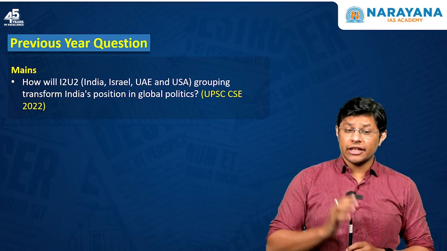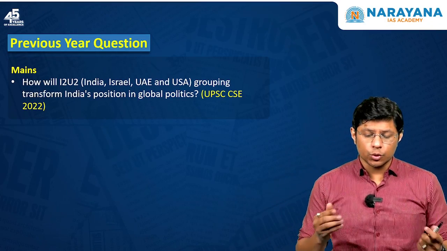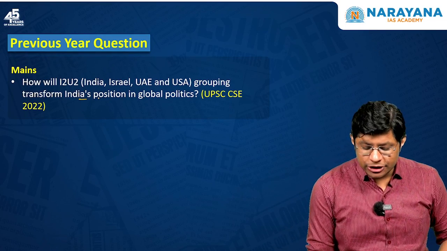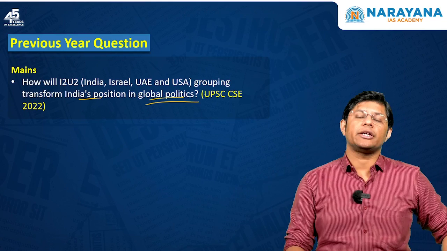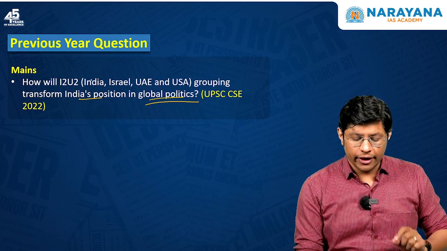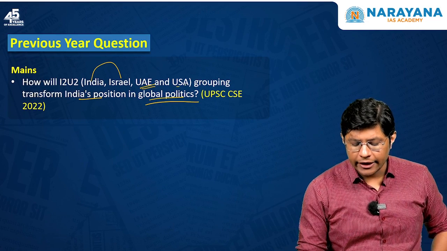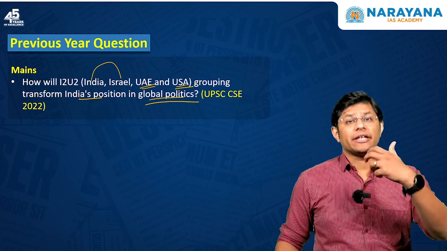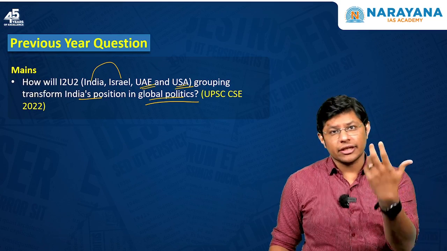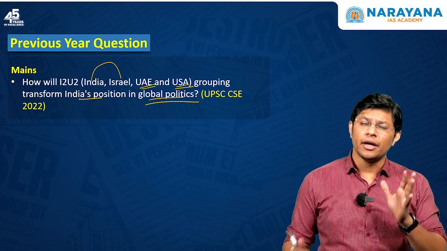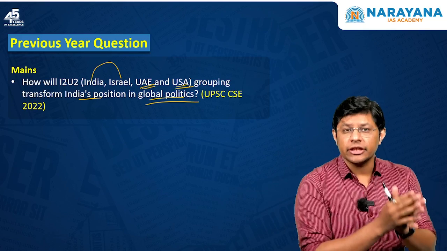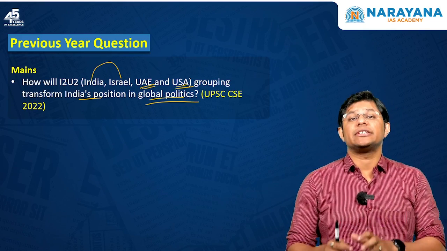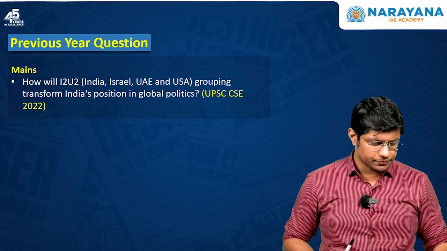Previous question asked in 2022: how will the I2U2 grouping transform India's position in global geopolitics? In I2U2, we have India, Israel, UAE and USA, right? So this is one of the developmental, infrastructural initiatives. So how will this help strengthen India's position in geopolitics? A question of this nature can be asked in the UPSC examination.